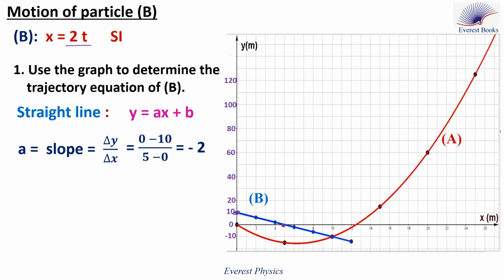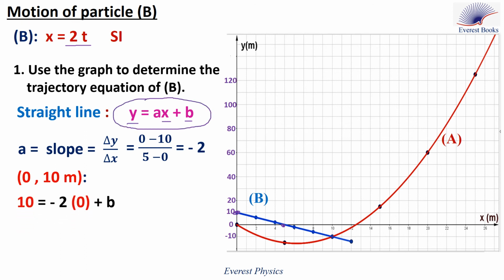Now let's determine the value of b. To determine the value of b, we take 1 point from the trajectory of B. Let's take the point of coordinates (0, 10). Now replace y by 10 and x by 0 in this expression. So 10 equals minus 2 times 0 plus b, then b equals 10 meters. Therefore, the equation of the trajectory of B is given by y equals minus 2x plus 10 in SI units.